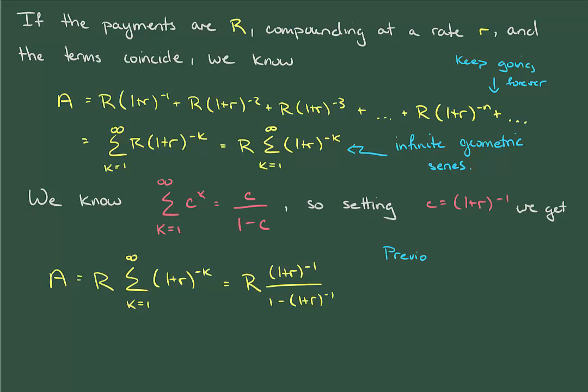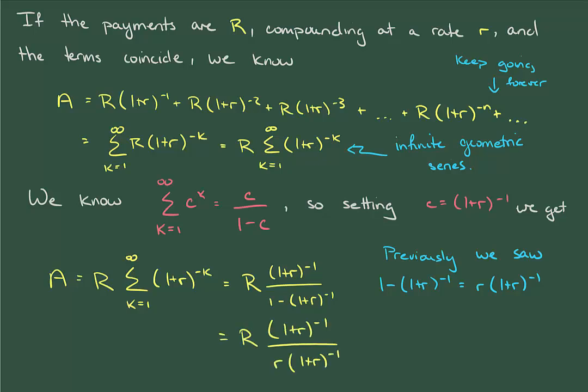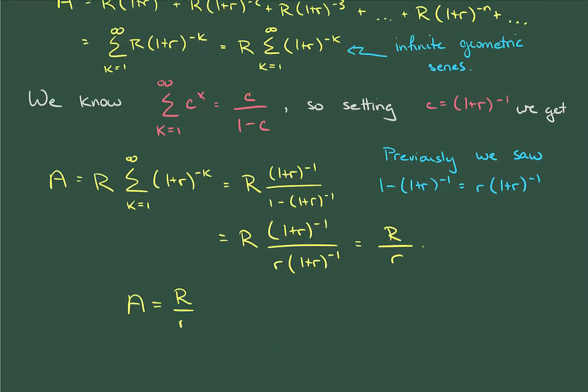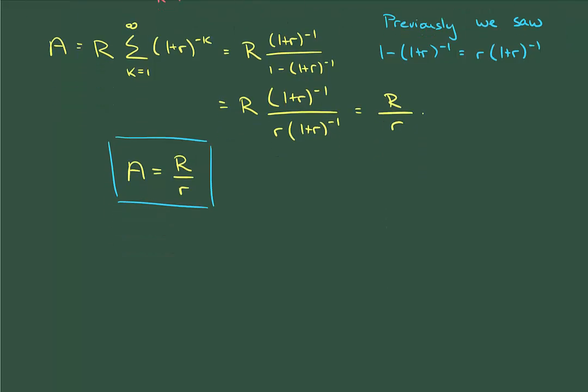Now we've previously seen that we can write this denominator as r times (1+r)^(-1). So if we plug that in, we get a rather nice cancellation, leaving just R over r. So the present value of a perpetuity is just the quotient of the payments by the term rate.